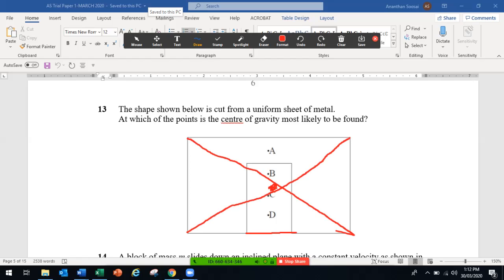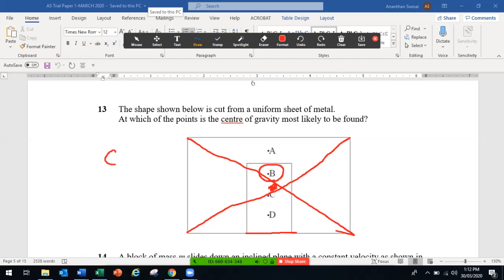if you have an empty part here, it means the center of gravity should shift up. Answer is B. Yeah, the answer is B. The given is B. Okay.